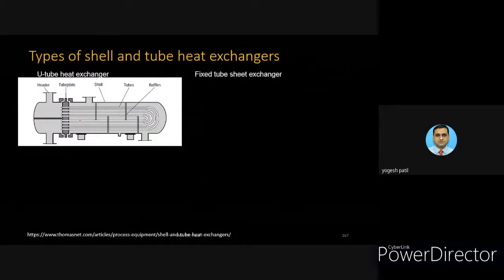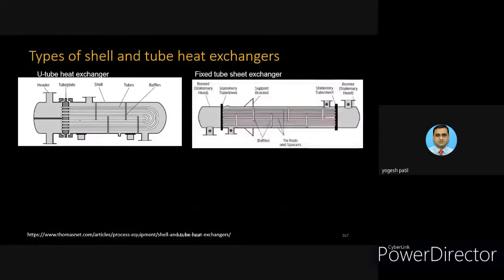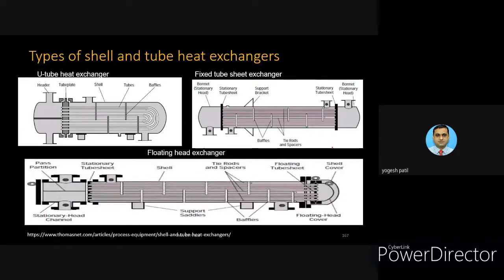In the second type, there are fixed tube sheet exchangers where the tubes are horizontally mounted and they are fixed on both sides with the help of the tube sheet, shown by these black vertical lines. And the third arrangement is the floating head exchanger, where we have the facility so that we can disconnect this particular part at the end side. Both end sides we can disconnect, so it is called a floating head exchanger.